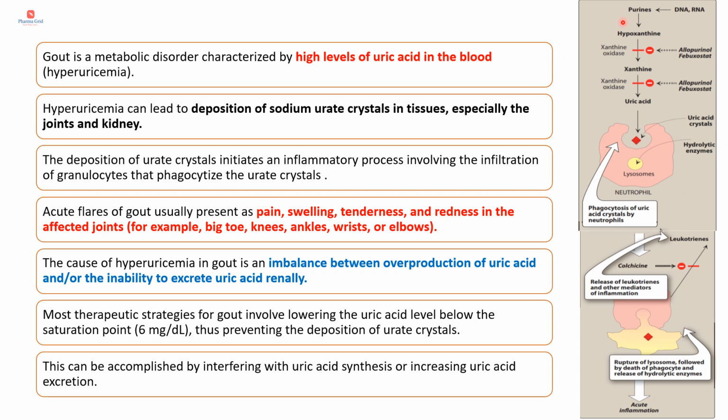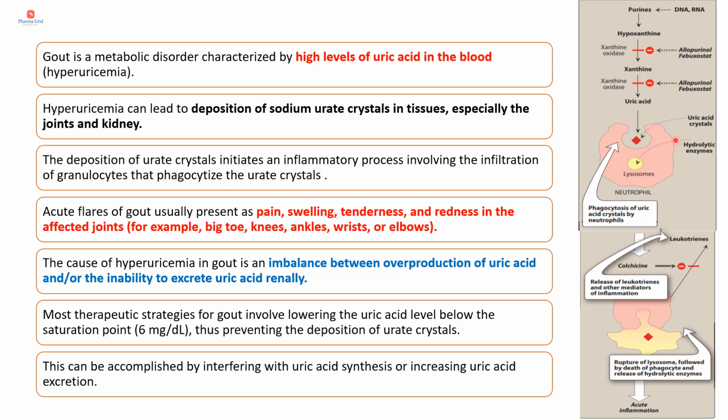So here you can see one diagram. The main constituents of DNA and RNA are purines. These purines get converted to hypoxanthine, from hypoxanthine to xanthine, and from xanthine to uric acid. These two steps of uric acid synthesis are mainly catalyzed by the enzyme xanthine oxidase. And here you can see these two drugs, allopurinol and febuxostat. They are xanthine oxidase inhibitors, mainly used in the treatment of gout by reducing uric acid production. So this is how uric acid is produced from purines, hypoxanthine, xanthine, and finally uric acid by the enzyme xanthine oxidase.